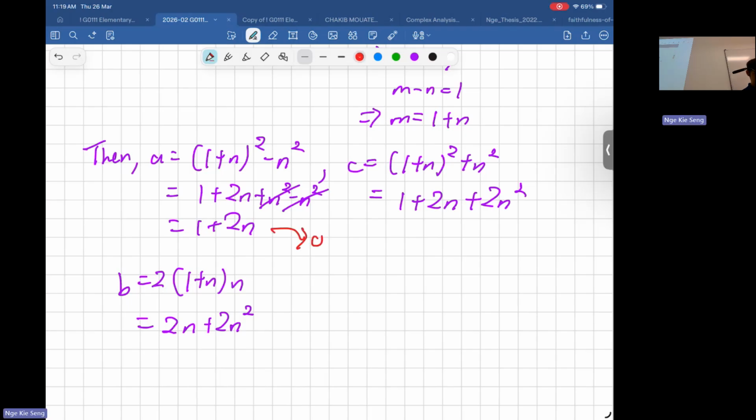So how do you make sure that GCD is one? So this one is an odd number. This one is always even. Even odd doesn't matter.